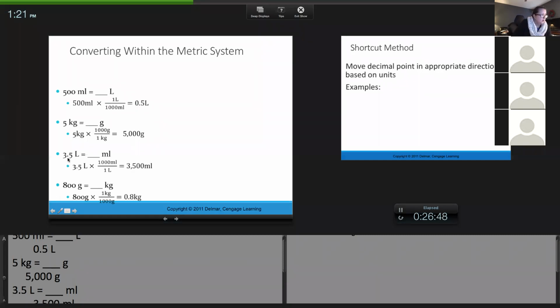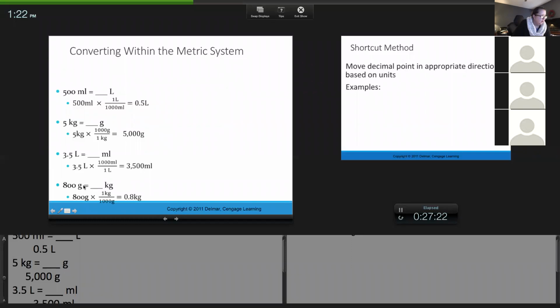Let's look at this one. The third one here is 3.5 liters is how many mLs? We have mLs on top of our conversion factor because that's what we want to know. There are 1,000 mLs in 1 liter, but we have 3.5 liters. So if we cross off our liters and multiply across, you have 3.5 times 1,000, and then you would have that over 1. Well, 3,500 over 1 is 3,500 mils.